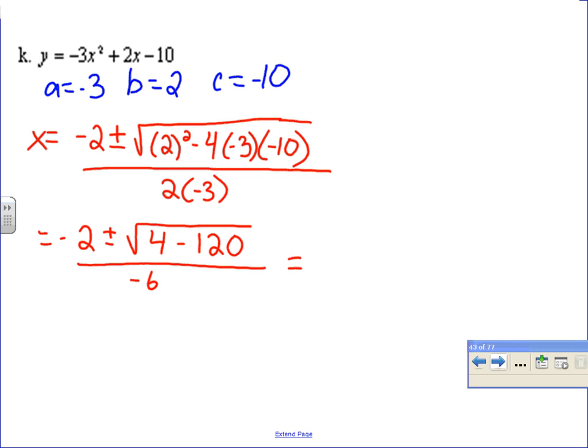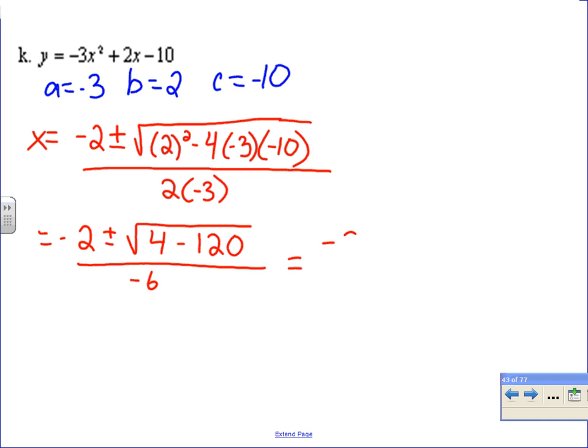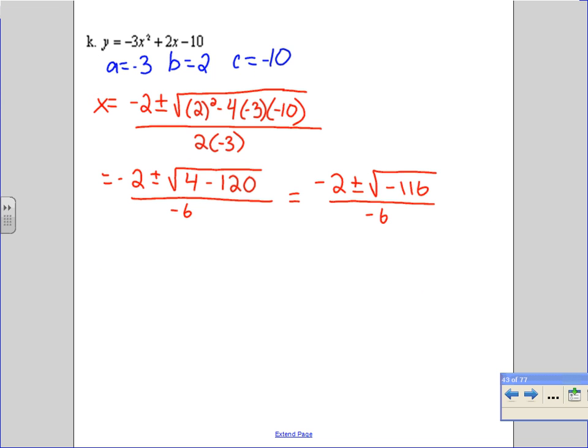Okay, so you should notice here, we have a negative inside the square root. If there's a negative inside a radical symbol, it's going to be an imaginary number. You're not allowed to have a negative inside a square root, so we need to get rid of that. In other words, we need to break down the square root as far as we can. So we have negative 2 plus or minus the square root of negative 1. And I want you to think of what 2 numbers we can change 116 to. Something times something is 116, but one of them has to be a perfect square.